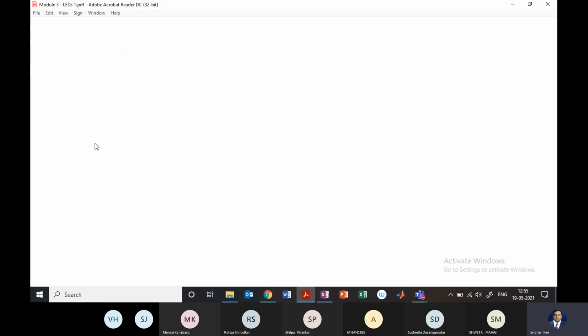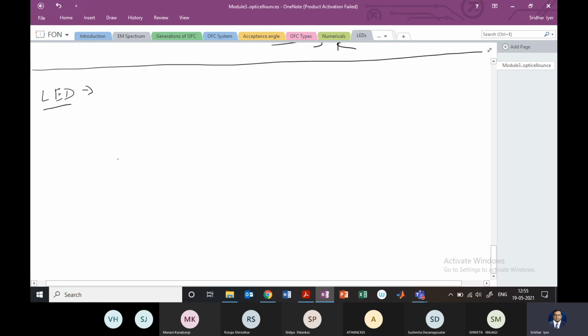So the full form is light emitting diodes. LED in general will be used as a source in optical communication systems when the bit rate that you require is not very high. It is usually somewhere between 100 to 200 Mbps. So not a very high bit rate.